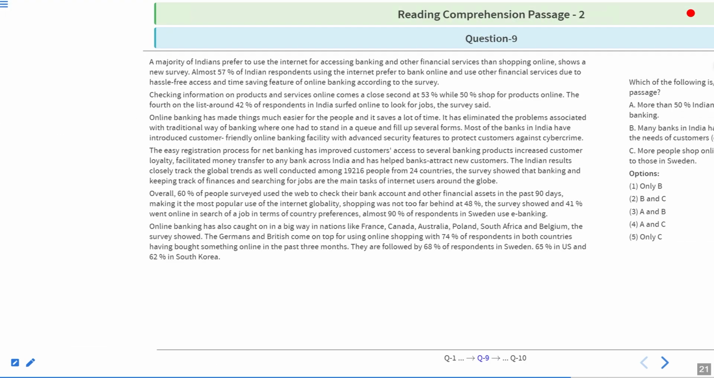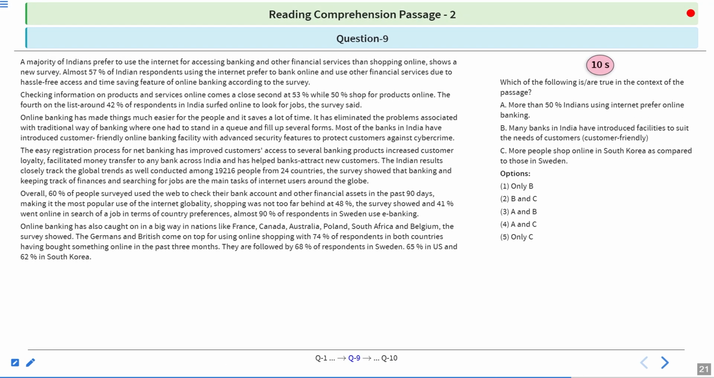Let's move to the next question. The same passage, and the question is: which of the following are true in the context of the passage? A. More than 50% of Indians using the internet prefer online banking. B. Many banks in India have introduced facilities to suit the needs of customers, customer friendly. C. More people shop online in South Korea as compared to those in Sweden. Options are given below. Option 1 is only B, option 2 is B and C, option 3 A and B, option 4 A and C, and option 5 only C. You have 10 seconds to choose accordingly, and your time starts now.